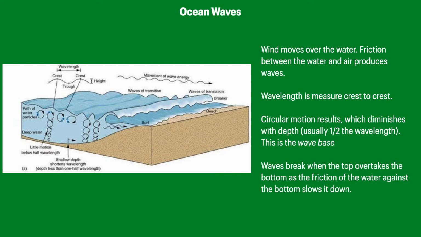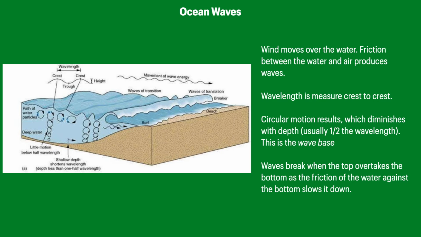But once the wave base starts to interact with the bottom of the ocean, like when it gets near the shore, it slows down the bottom of the wave because of all the friction between the water and the bottom of the ocean. And at some point, the top part overtakes the bottom part, and the waves will break. So when you're at the beach and watching waves breaking, that's because you've reached the point where the top part of the wave has overtaken the bottom part because the bottom part is slowed down by that friction from the bottom of the ocean.